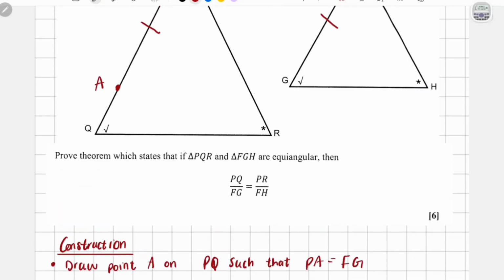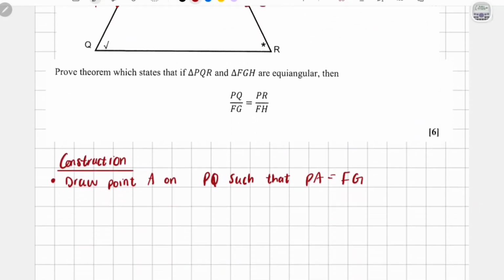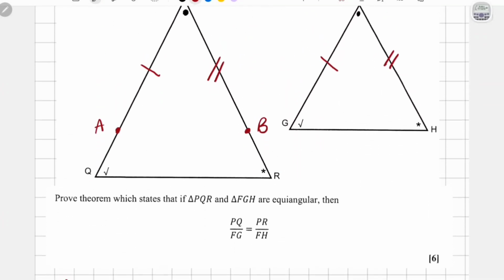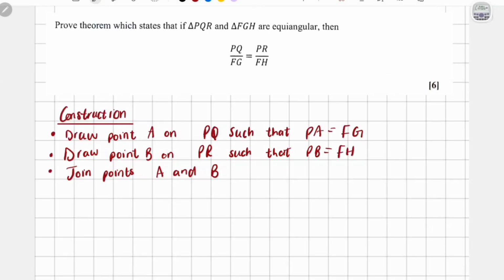Okay, then we're going to do the same for this line PR. We're going to draw another point, and let's call that point B. Going to draw point B on PR in such a way that PB is equal to FH. Remember, these two are not equal, but this is equal to this. Okay, so I'm also going to write down that construction. Right, okay, so now that that is down, the second thing we're going to do is join A and B to form a line. You can use dotted lines instead. Okay, so now we're done with the construction.